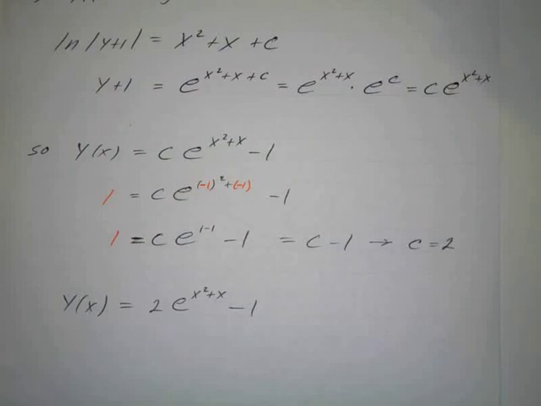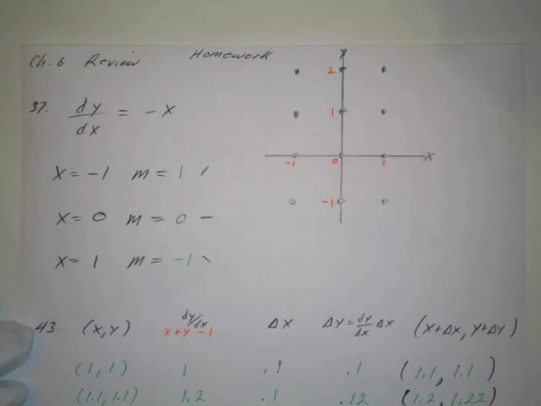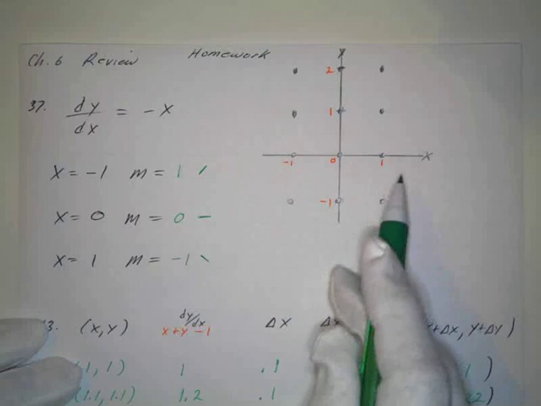Okay? So number 32. Hope that helps. And let's try number 37. Number 37 was a slope field, and it was pretty easy because I only had one variable, just negative x, so the slope was equal to negative x.